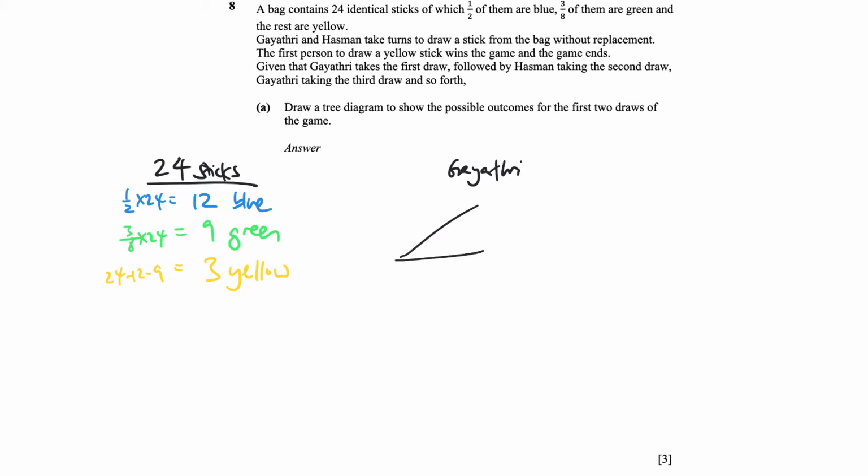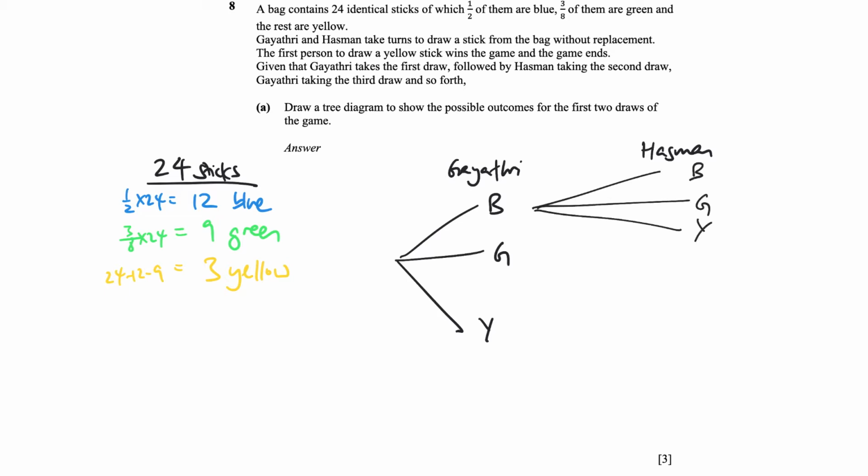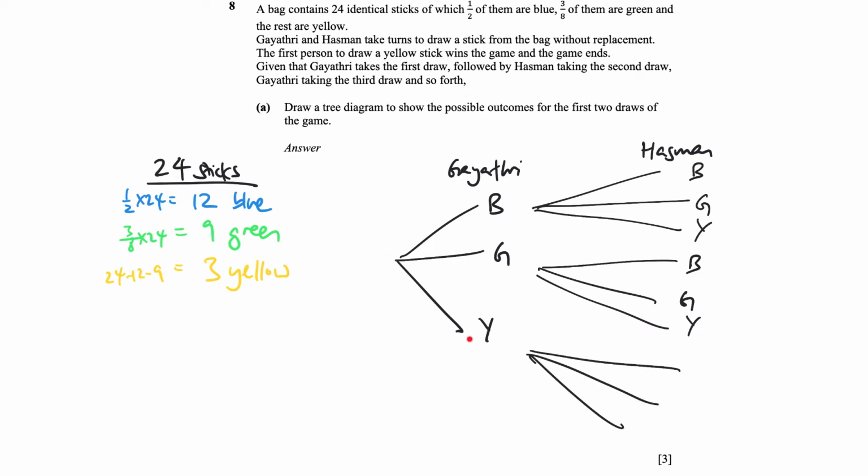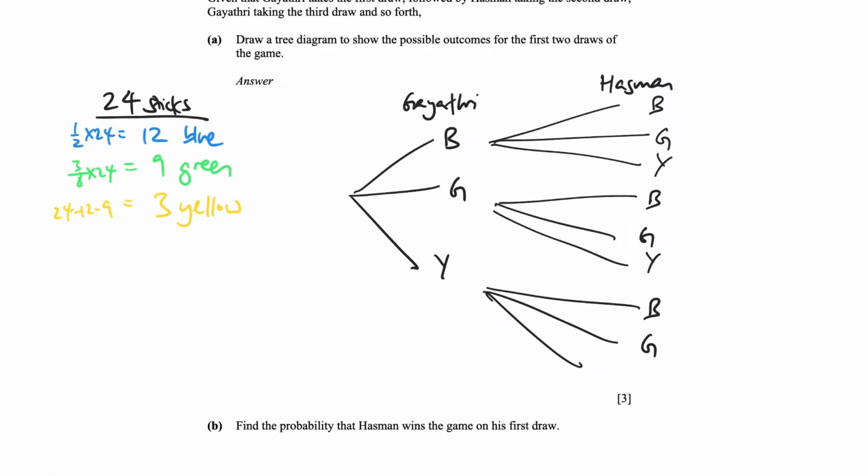And what can he get? He can either get blue, green, or yellow. Alright? And then for the next draw, who draws it? Hasman draws it, and from whatever Gayatri gets, if he gets blue, Hasman can still get blue, green, or yellow. Right? And even if Gayatri drew yellow at the first round, we still have some yellow left. So he can still draw a blue, green, or a yellow.